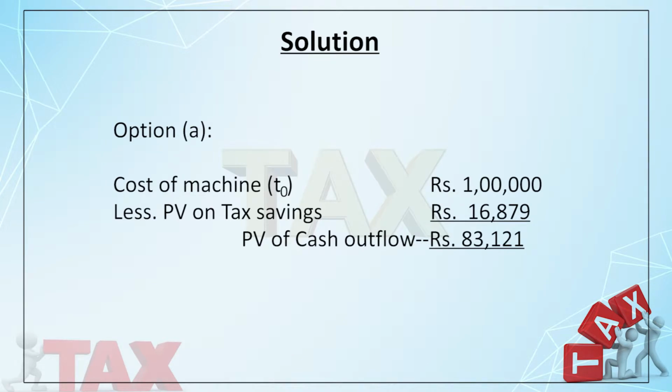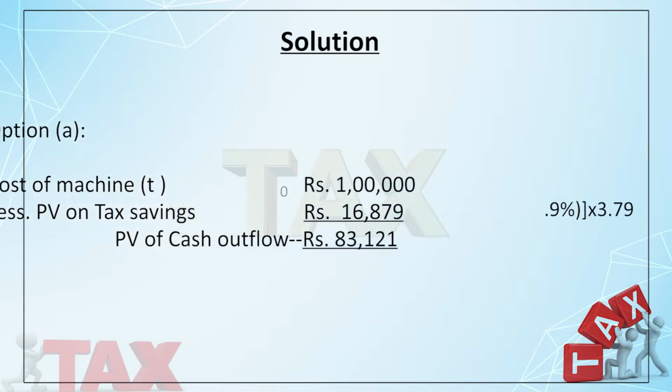In the first option, the company has to purchase outright. So how much you have to pay? 1 lakh, the cost of the asset. And what benefit you are getting? By purchasing an asset, you can enjoy tax savings on the depreciation. It comes to 16,879. So what is the present value of cash outflow? 1 lakh minus 16,879, it comes to 83,121.